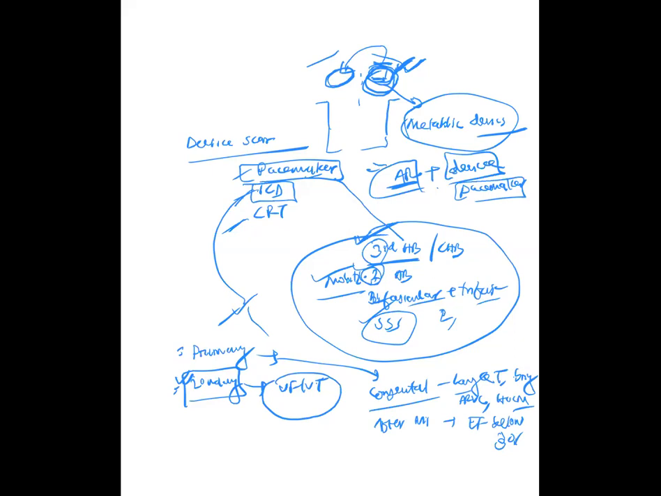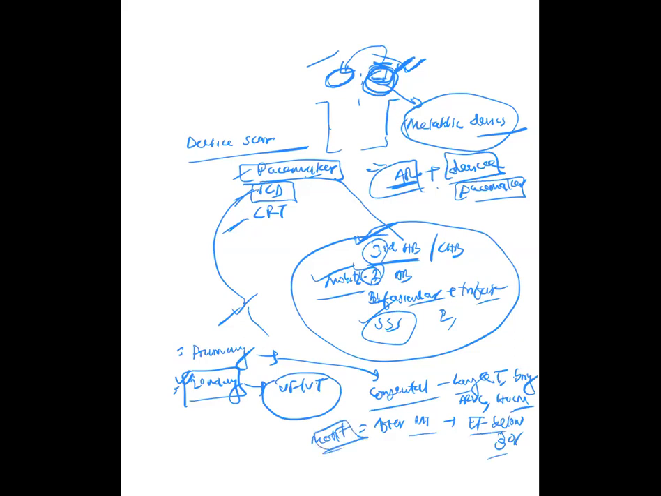So for ICD there is primary prevention and secondary prevention. Primary prevention is before the development of VT and VF: congenital long QT syndrome, Brugada syndrome, arrhythmogenic right ventricular cardiomyopathy, HOCM, or after MI if the patient has low ejection fraction. This is the most common cause.